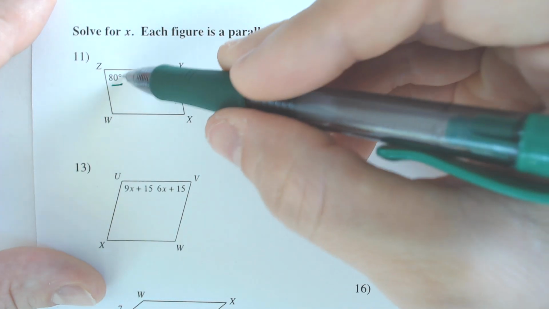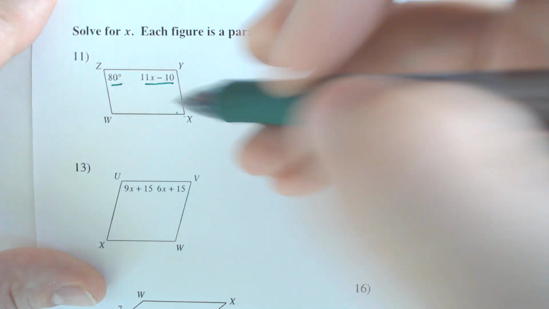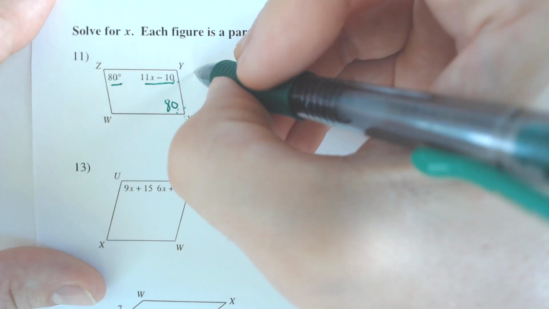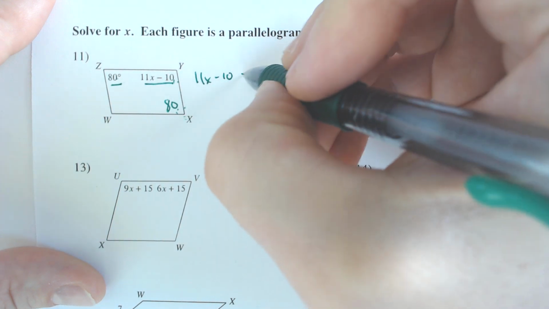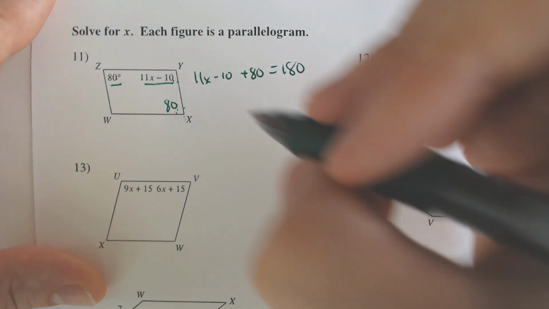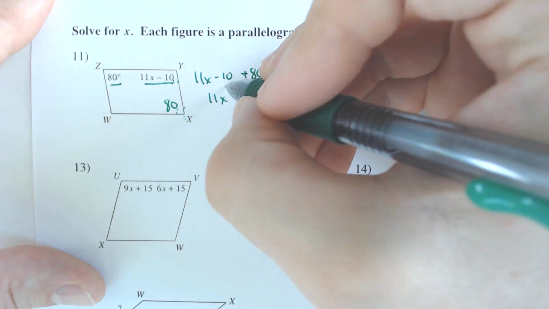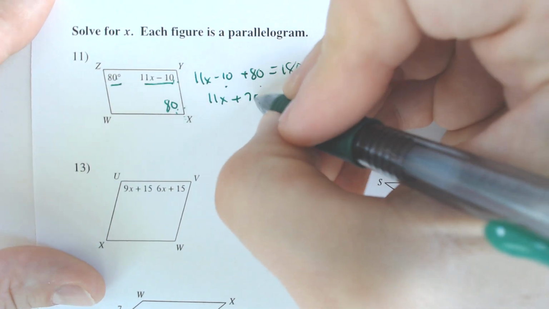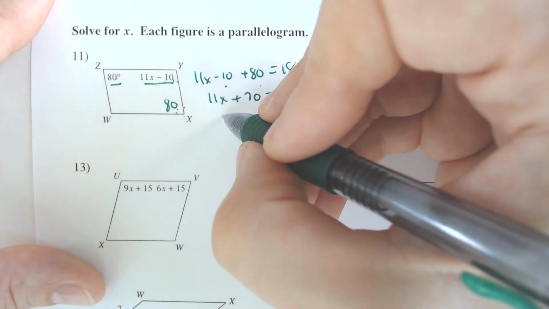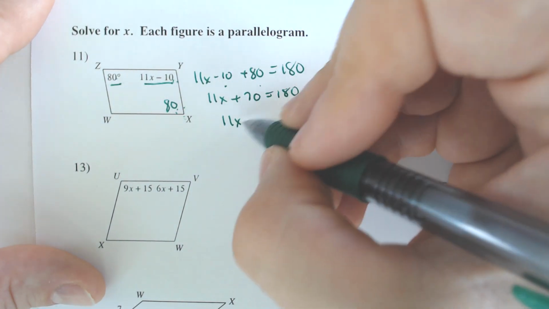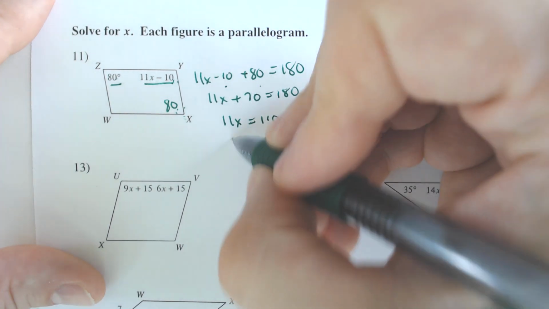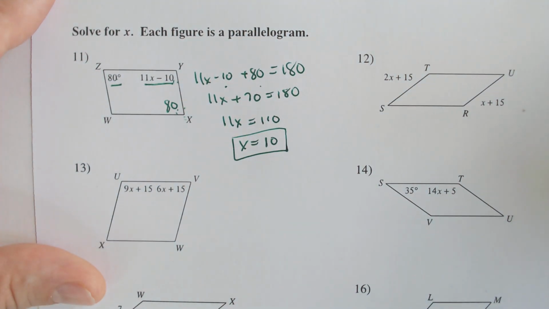If you don't have them across from each other, z and x would equal each other, but if they don't, they add to 180. So we got 11x minus 10, and the 80 would have to add to 180 degrees. We got to combine like terms. 11x, negative 10, and positive 80 makes 70 equals 180 degrees. Subtract 70 over, we get 11x. When we subtract 70 from 180, you get 110, which means x equals 10. When we divide by 11, of course.